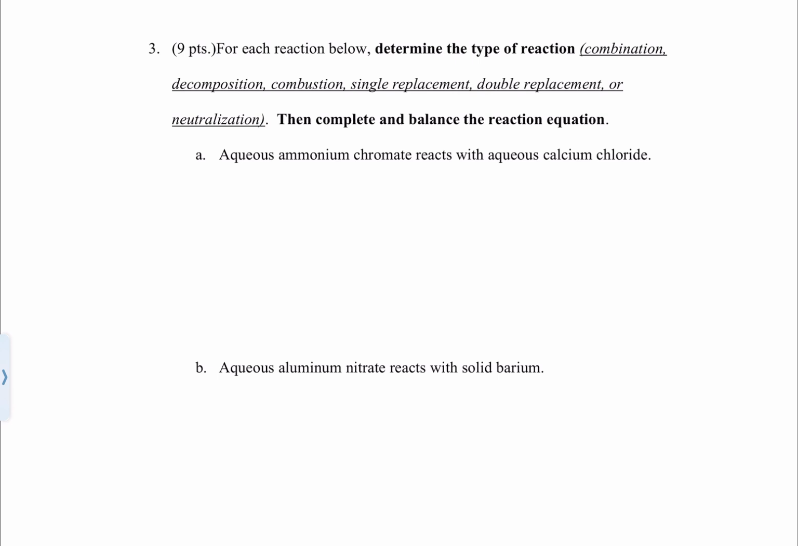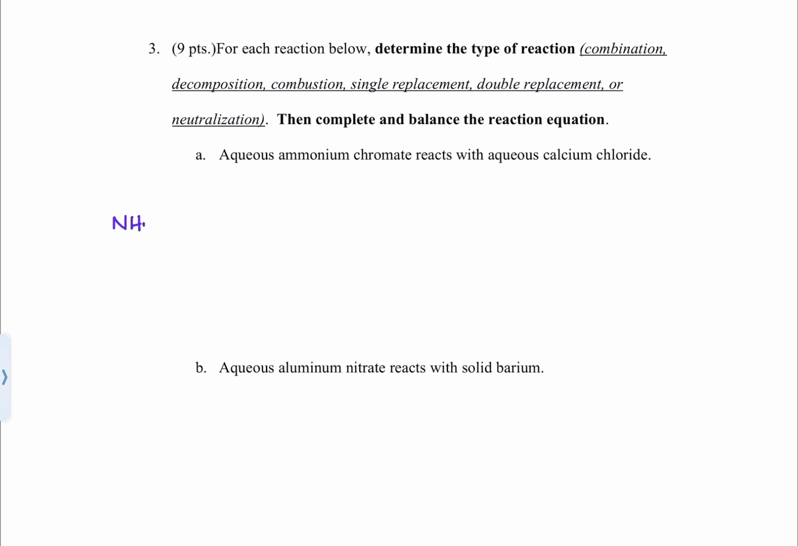Okay, the third question was going into chemical reactions, asking you to determine the reaction type and then complete and balance the chemical reaction. Let's start with the first one. The first one is saying aqueous ammonium chromate reacts with aqueous calcium chloride. So let's start by writing our compounds. We have ammonium. This is why it's so important that you learned your polyatomic ions way back when. I think it was chapter 4.